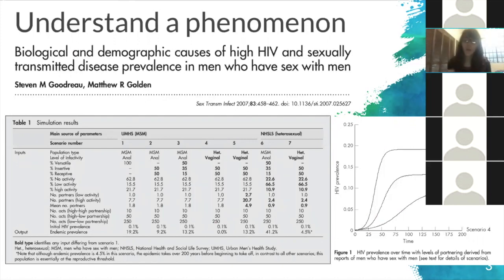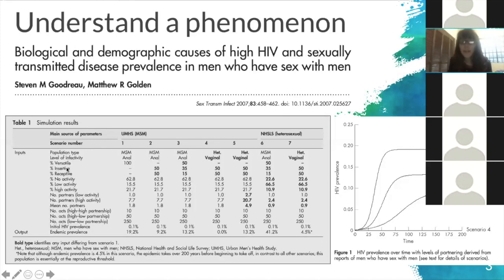And so there had always been this idea that such high prevalence was simply due to very high risk sexual behaviors among men who have sex with men. And what Goodreau and Golden did here is that they actually dissected this assumption, and they incorporated other hypotheses, including other factors that contribute to this high prevalence. And so they started by looking at sexual role in sex among men who have sex with men.